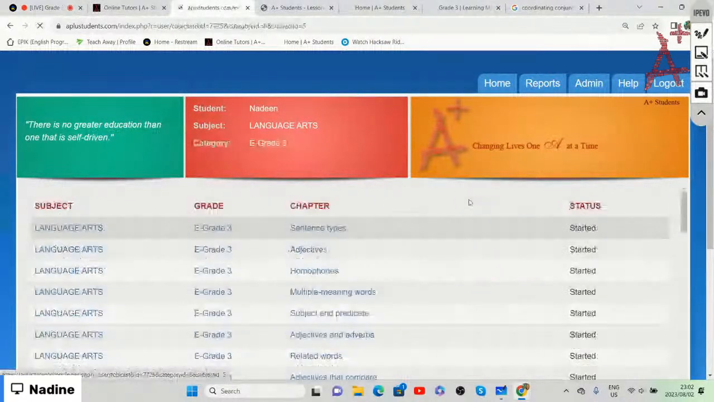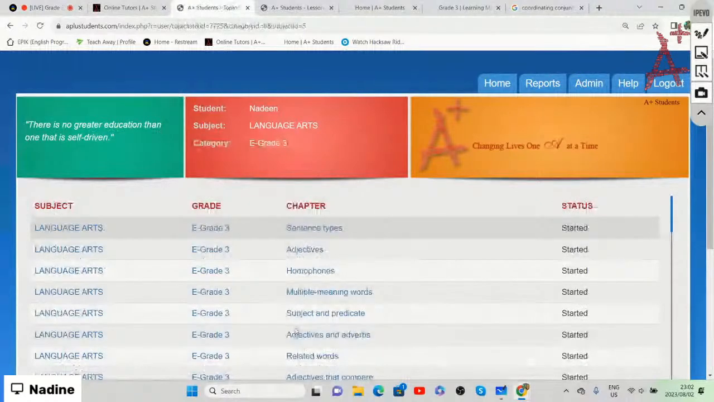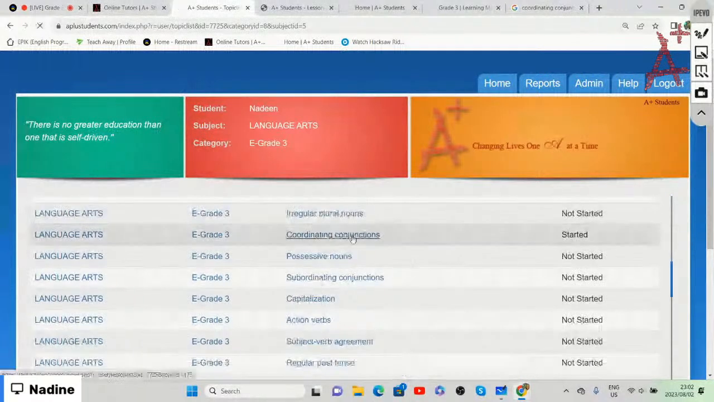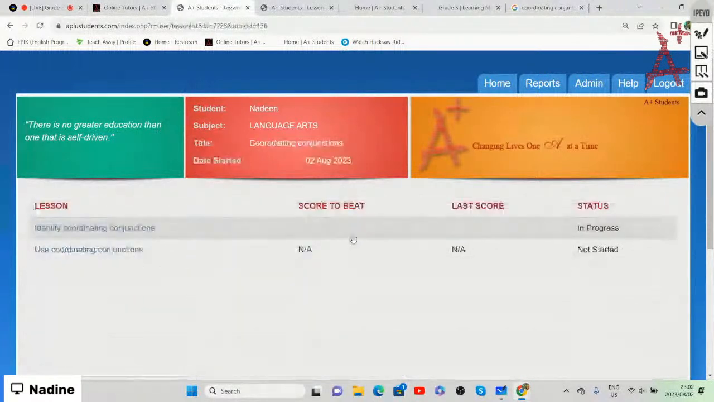All right, so the chapter that we are focusing on today, we're going to scroll down until we get to coordinating conjunctions. And then the lesson that we'll be focusing on is to identify coordinating conjunctions and to use coordinating conjunctions. So we will be identifying it as well as using the coordinating conjunctions. All right, so now we're going to our first lesson, which is identify coordinating conjunctions.